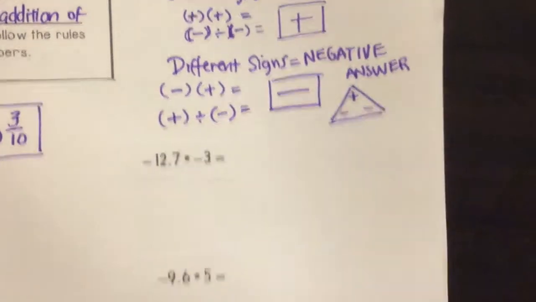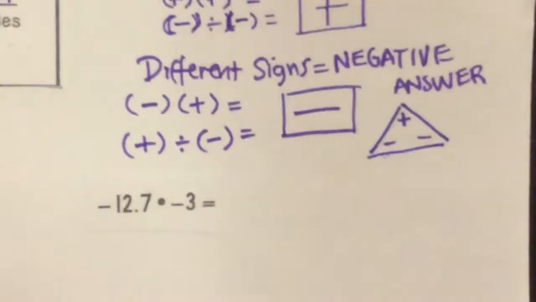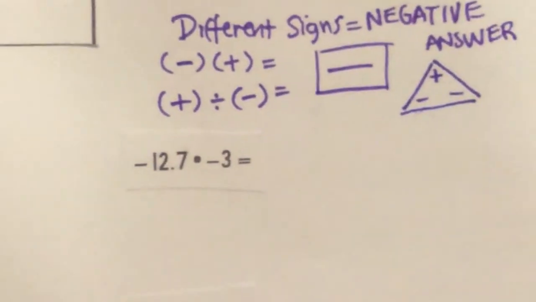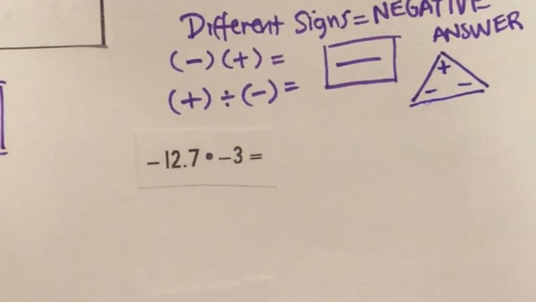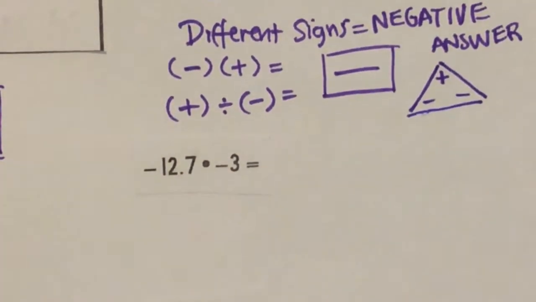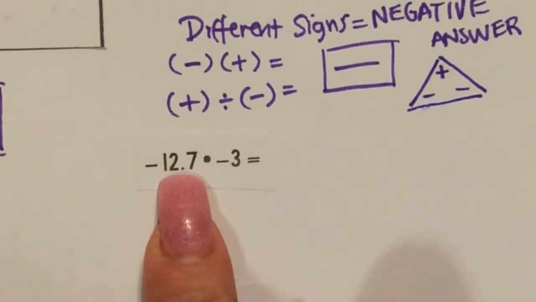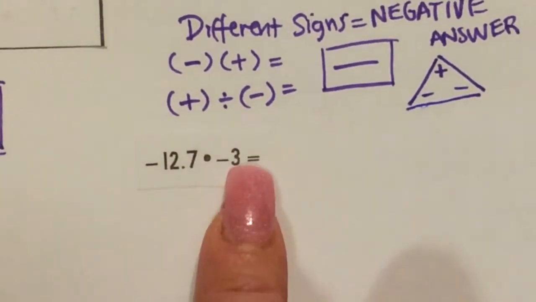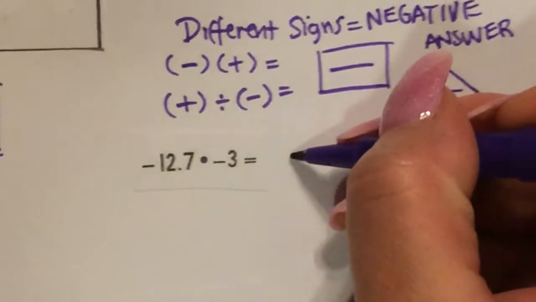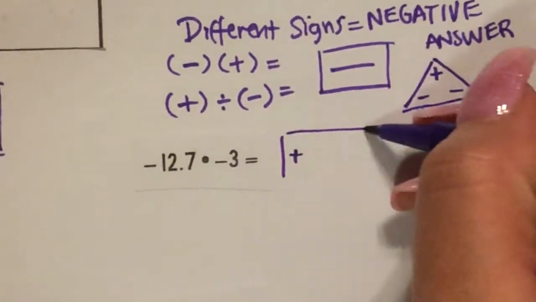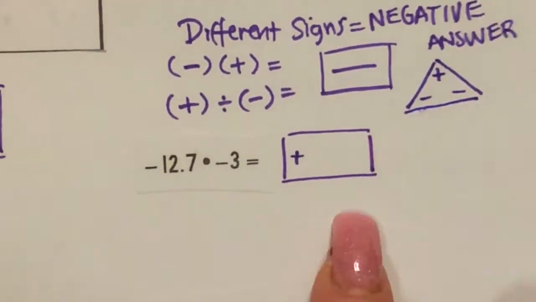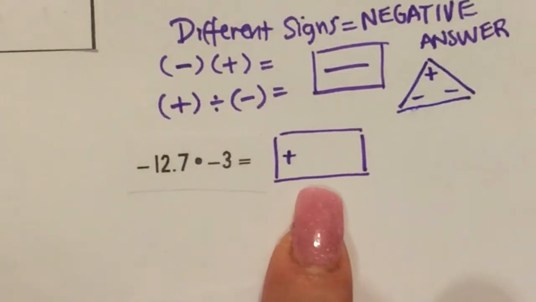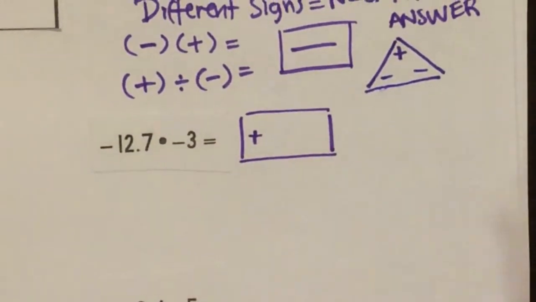Okay, so now we're gonna practice those rules. We're gonna multiply here negative 2.7 times negative 3. And these two are the same sign, so same signs, positive. So we can lock our answer. You don't have to write the positive, but it's just peace of mind that you already figured out the sign. And after we figure out the sign, we proceed to multiply.